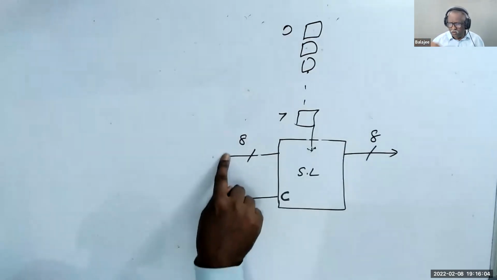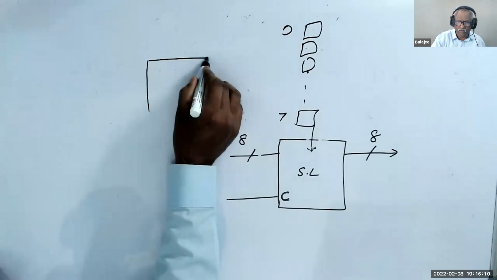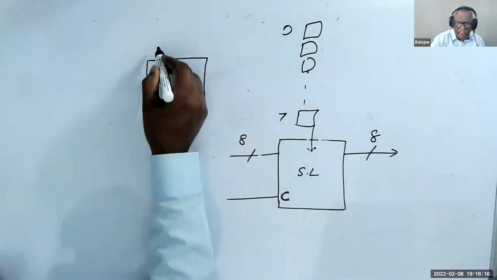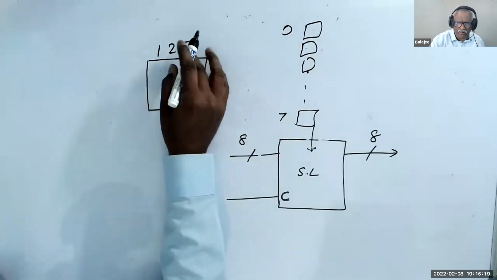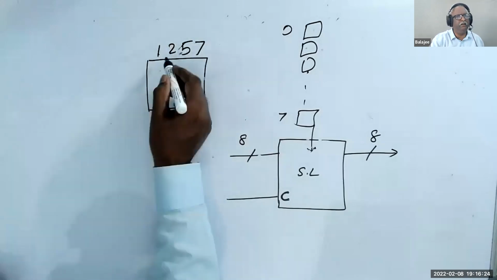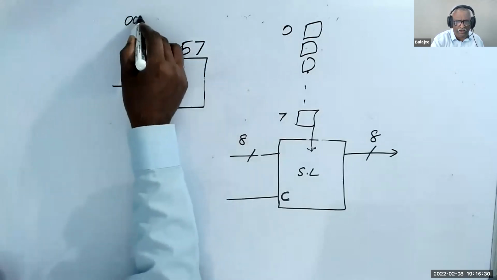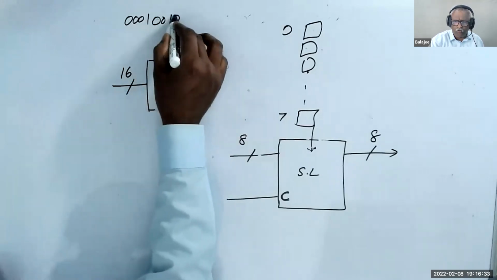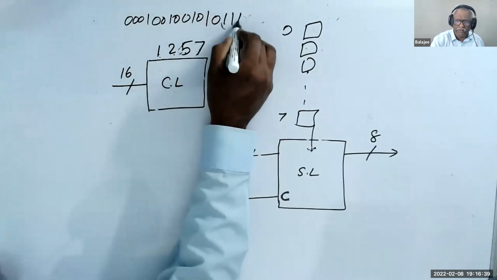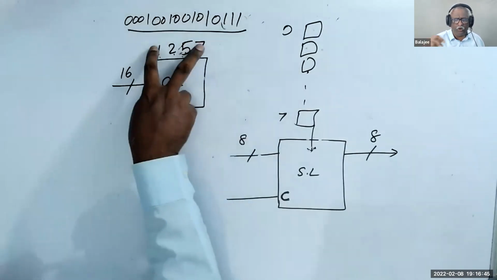Now, I have another logic. This is called combinational logic, which has a name, 1257. Let us assume this has the name 1257. 1257 means it's 16-bit. 1 means 0001. 2 means 0010. 5 means 0101. 7 means 0111. This is hexadecimal, because we don't like to write such big binary. That's the reason we have written 1257.